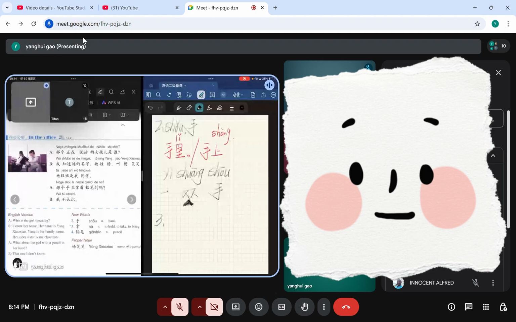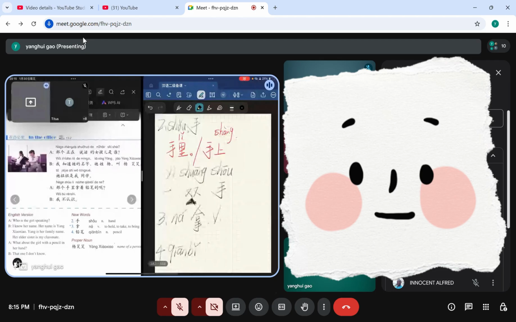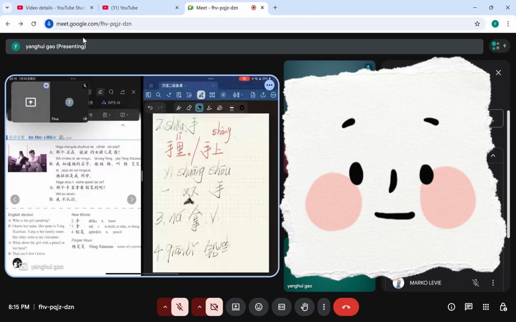Okay, the next one, the verb. The verb to hold, to take, to bring. 拿, to hold, to take, to bring. It's a verb. The last one, pencil. 铅笔, pencil.